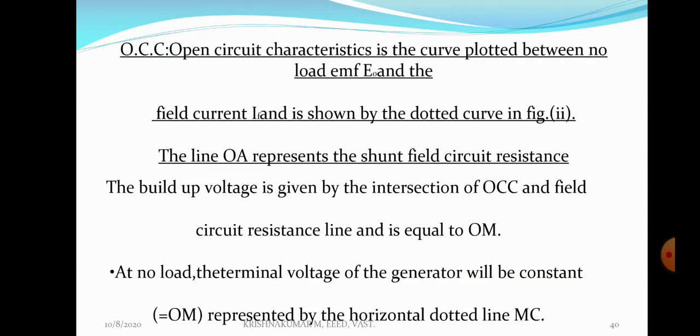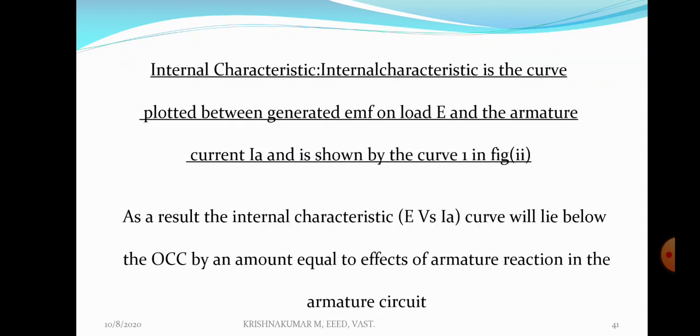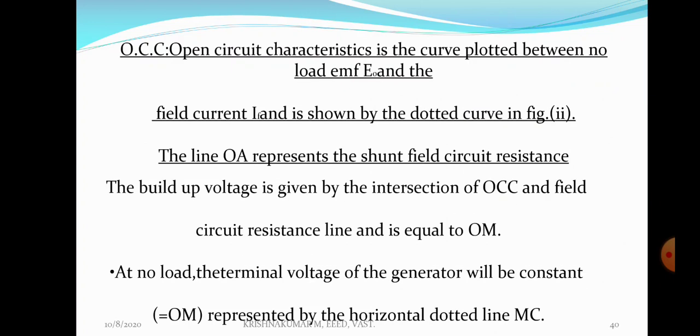The open circuit characteristic is the curve plotted between no load EMF E0 and the field current IF. Now we are discussing the characteristics of a DC shunt generator; till now we discussed the characteristics of a separately excited generator. The dotted curve shows the open circuit characteristics or magnetization curve. The line OA represents the shunt field circuit resistance. The build-up voltage is given by the intersection of the OCC and the field circuit resistance line, which is equal to OM.